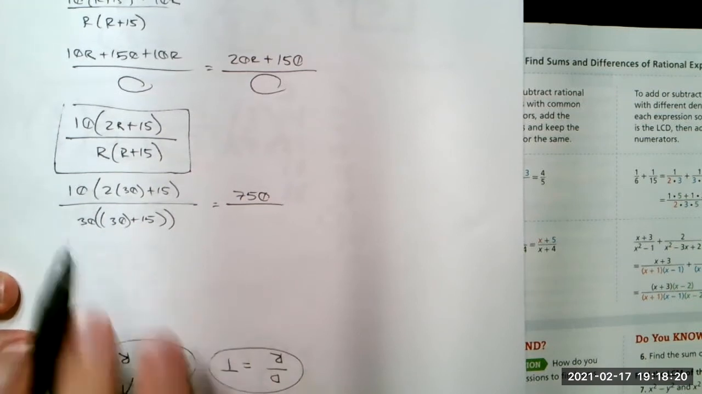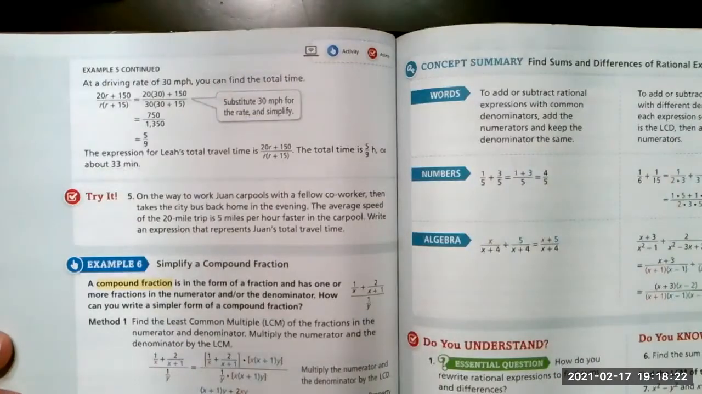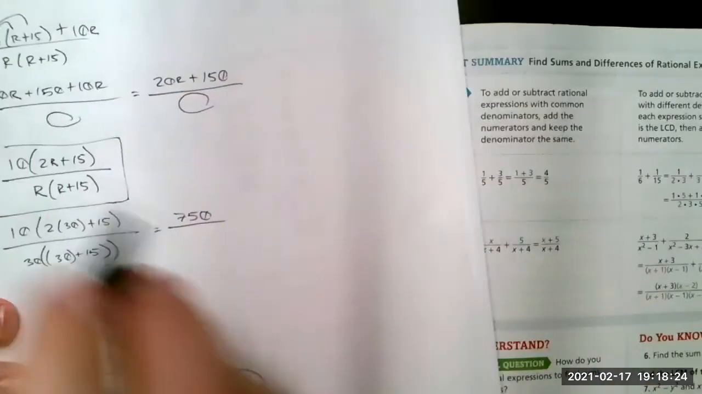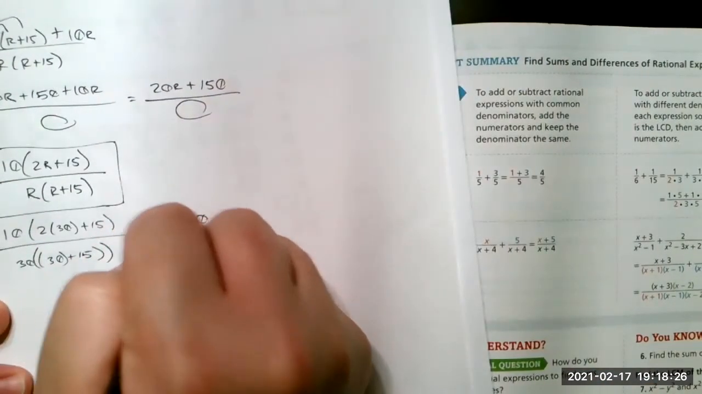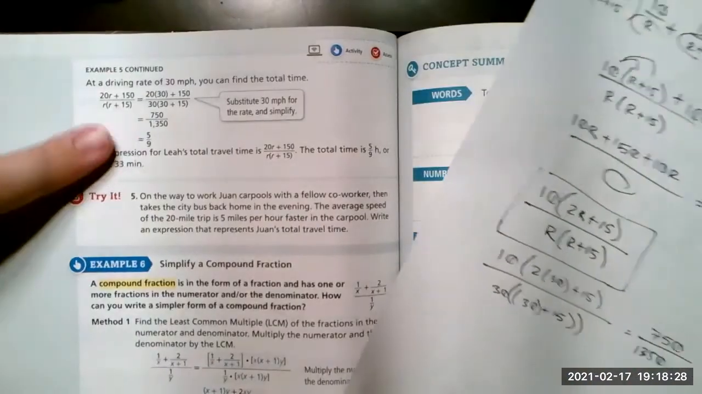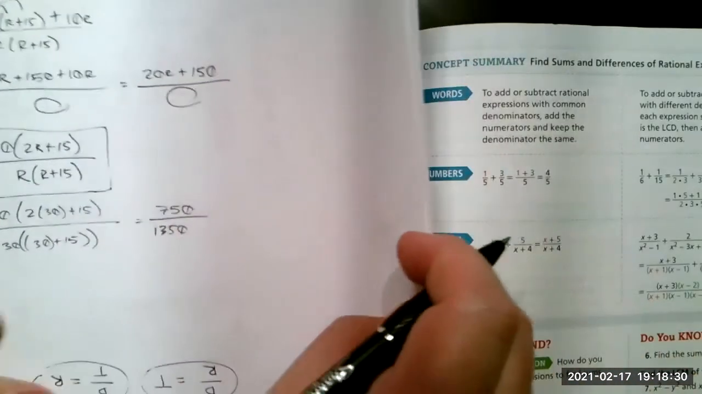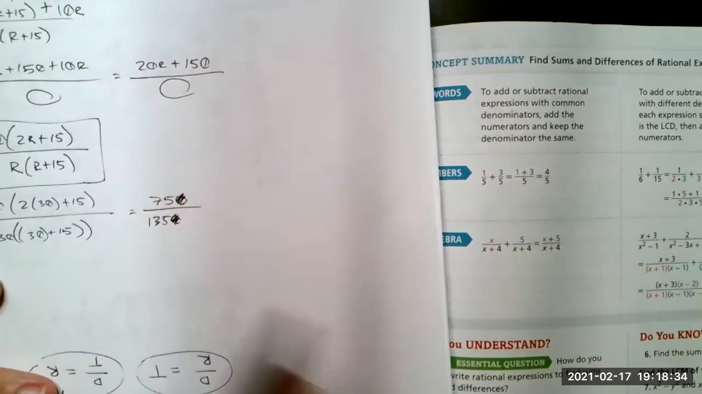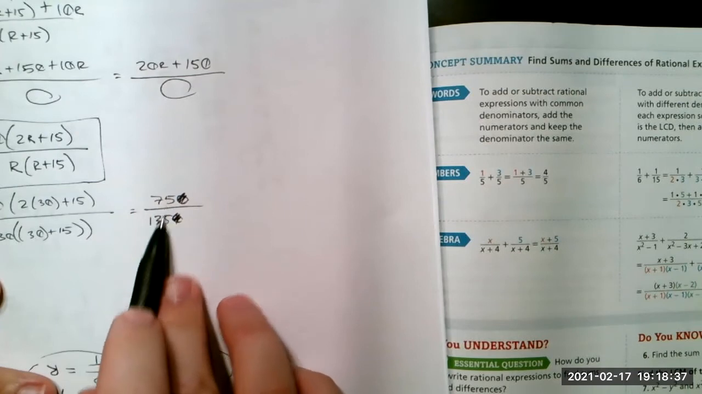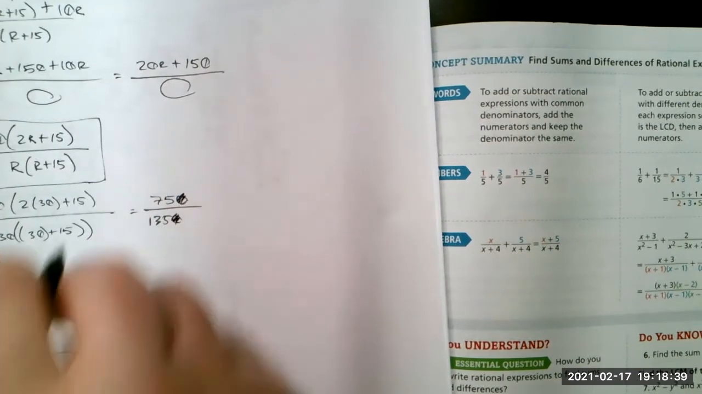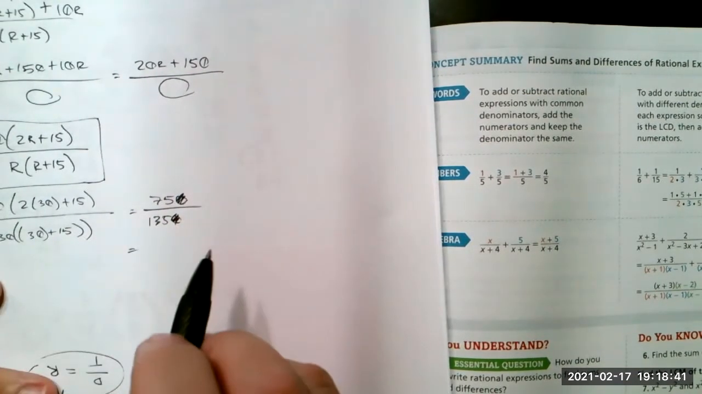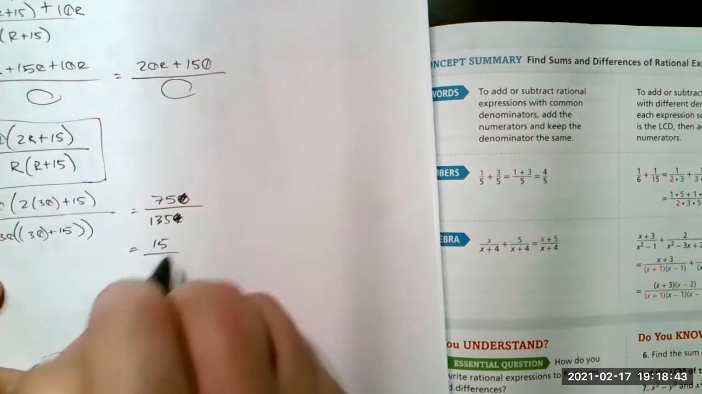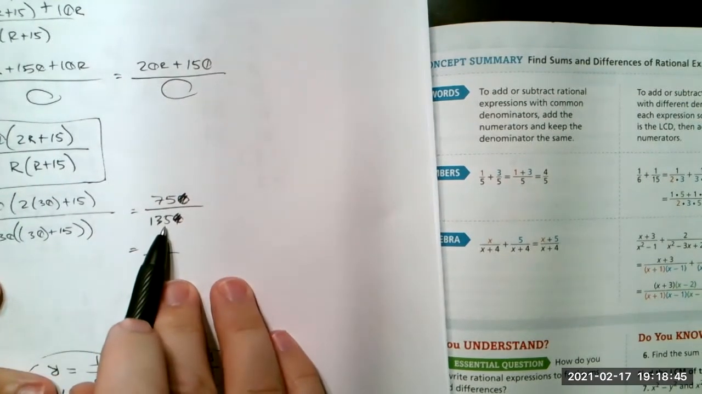45 times 30. I'm going to cheat and look over here and see what they got. 1350. So 750 over 1350. This can reduce. I've got zeros on the end, so I can just drop a 0. They both end in 5, 75 and 135, so I can divide them both by 5. That's going to be 15 up top and 27.